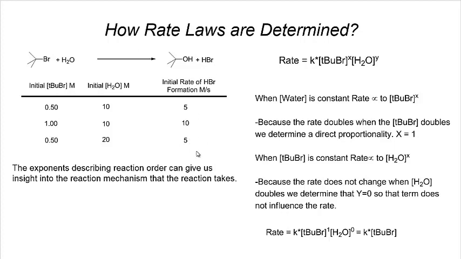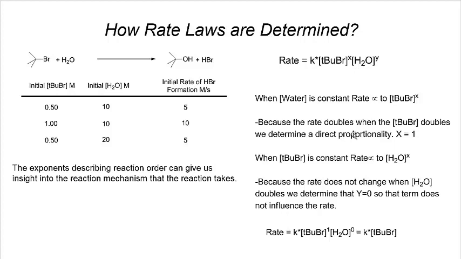And so this means that our rate up here doesn't depend at all upon the concentration of water. The only way that we can make this happen is if we make our exponent y equal to 0. Because remember, anything raised to the 0th power equals 1. And then at that point, k times tert-butyl bromide times 1 is just k times tert-butyl bromide. The concentration of water won't matter.